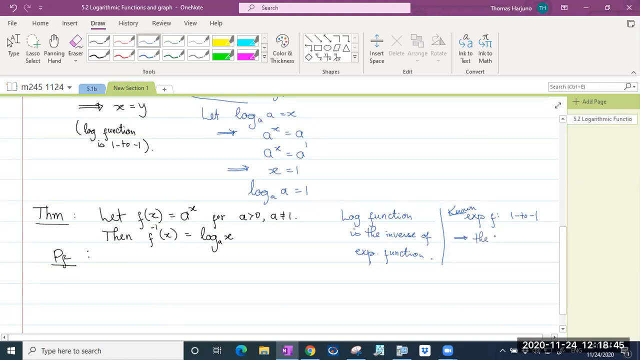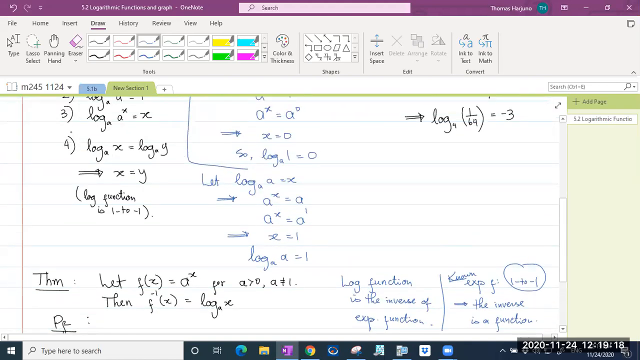The inverse is a function. Now we will show later on through that theorem that the inverse is a log function. But we also know that if the function is one to one, then the inverse of that function must also be one to one. And that's actually the final consequence we get for this part 4.